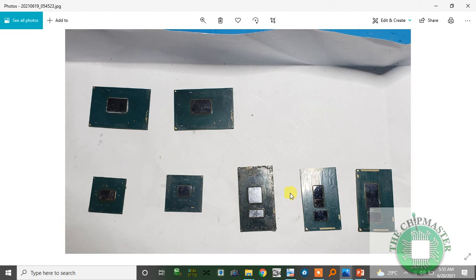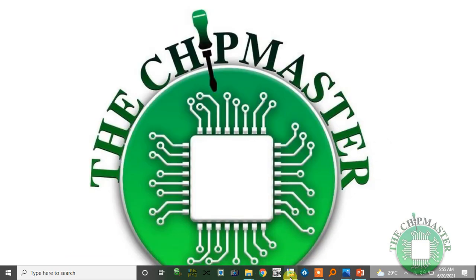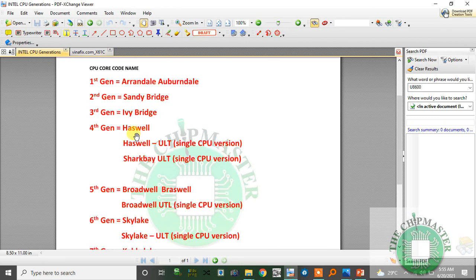All right, so the CPU generations here: we have the 1st gen Arrandale, which matches the Intel series 5, the HM55 and HM57 PCH. We have the 2nd generation, which is the Sandy Bridge, and the 3rd generation, which is the Ivy Bridge, with the HM76 and HM70 PCH. And this one is the HM65 and HM67 PCH, which matches the 2nd generation Sandy Bridge. The Sandy Bridge and the 3rd gen CPU can be interchanged. They are basically the same.